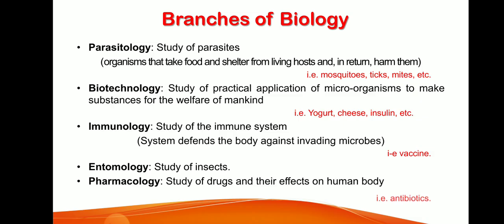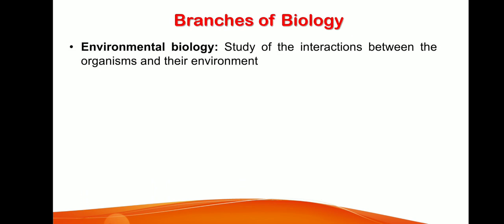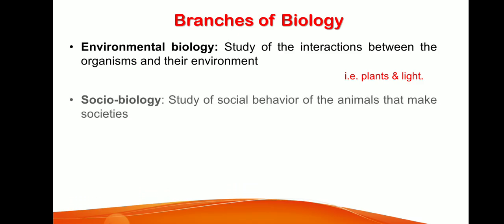For example, if we study antibiotics, for example tetracycline, and its side effect is discoloring of teeth, so we are studying pharmacology. The next one is environmental biology. It is the study of the interaction between the organisms and their environment. For example, if we are studying effect of light on plants, so we are studying environmental biology.